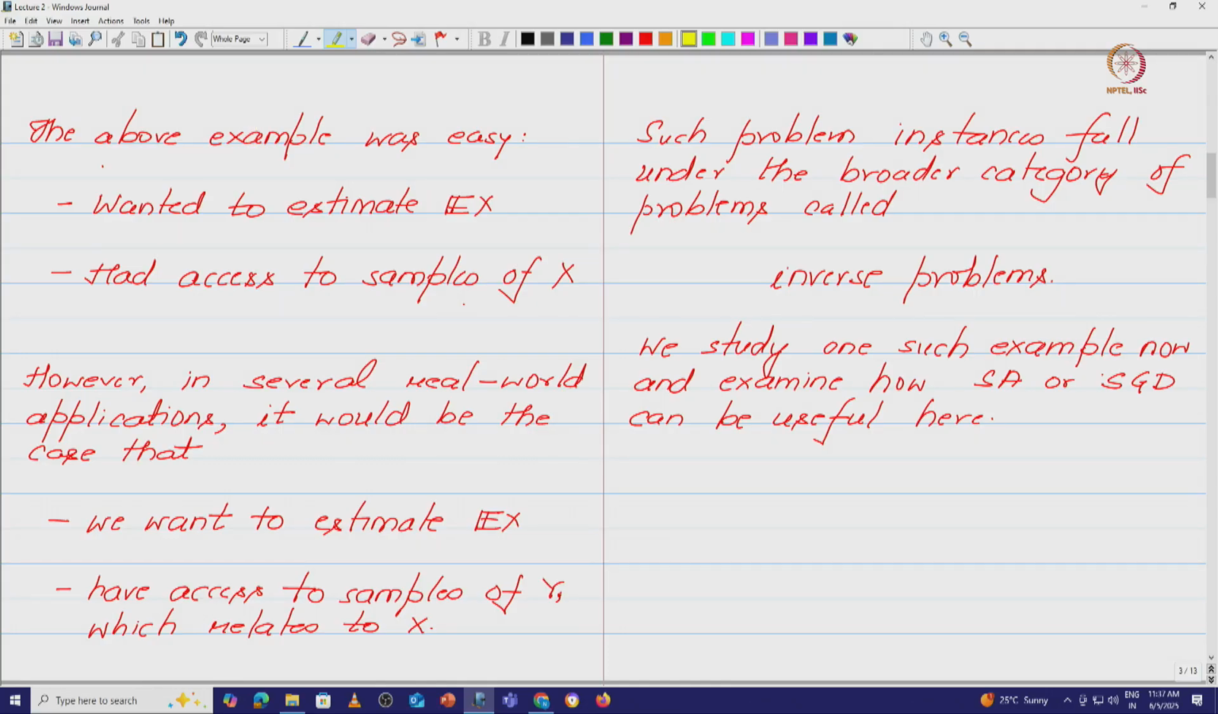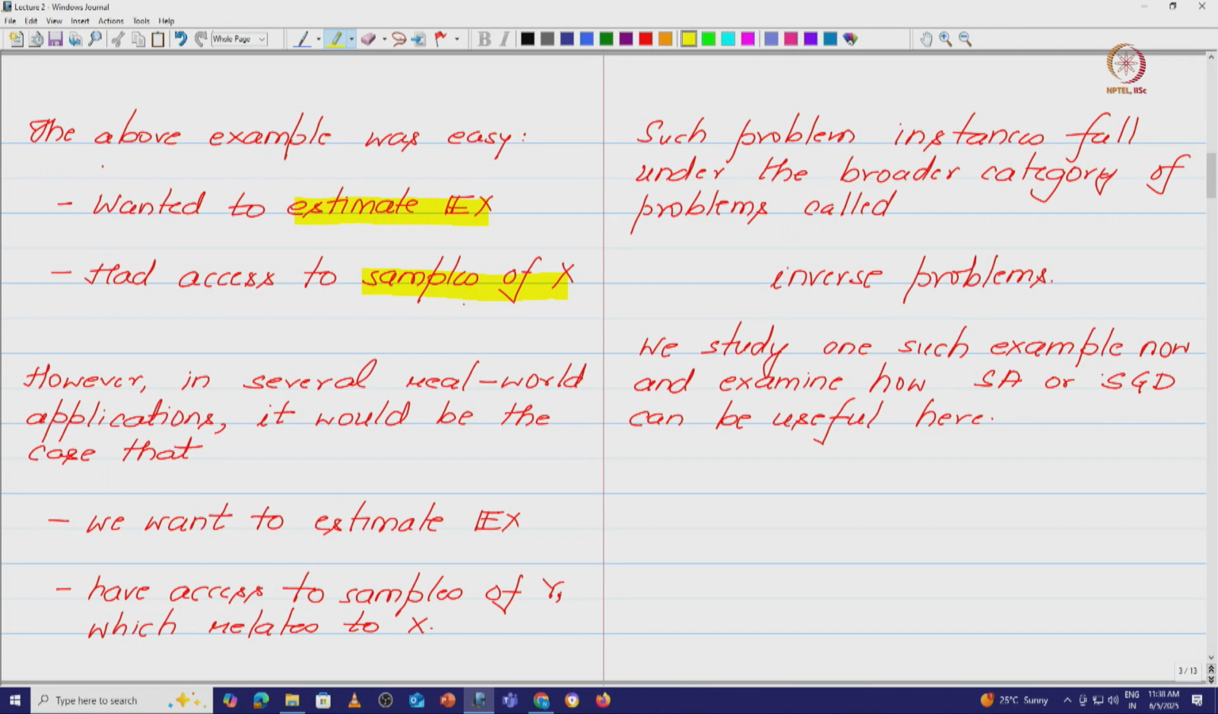Alright, so in a sense the above example which involved estimating the mean of x was relatively easy because of two reasons. We wanted to estimate the expected value of x, so there is a random vector x and we wanted to estimate its mean, and we had presumed access to the samples of this random vector x itself. So in this sense this problem was easy: we wanted to estimate something and we had direct access to samples of the quantity of interest.